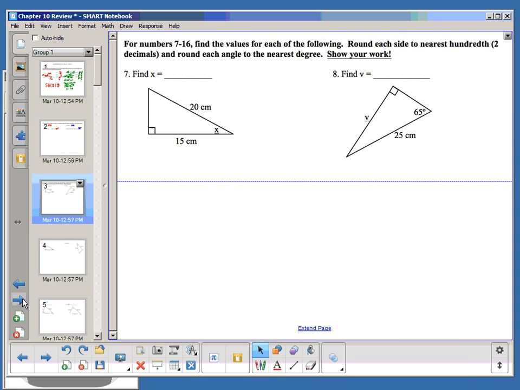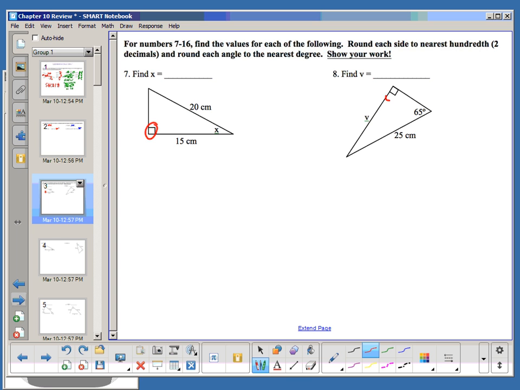Right, moving on to number 7 and 8. These ones you need to find the value for each of the following. So I'm still using SOHCAHTOA because I have a right triangle here and a right triangle here. All right, so for number 7, I would identify my sides. So we're trying to find angle X. There's the opposite. There's the hypotenuse, and this is the adjacent. So the two things I have are the hypotenuse and the adjacent.